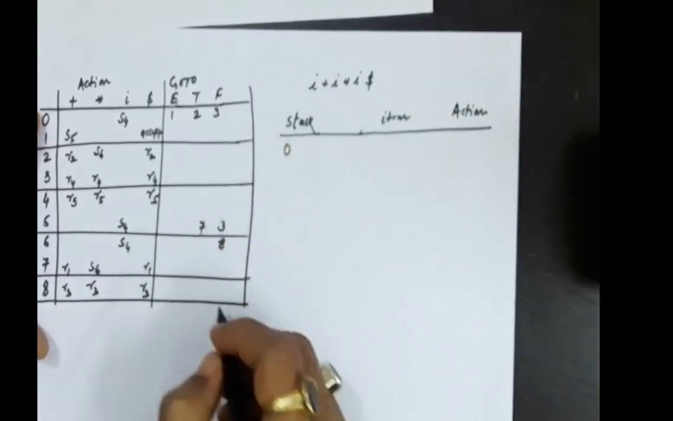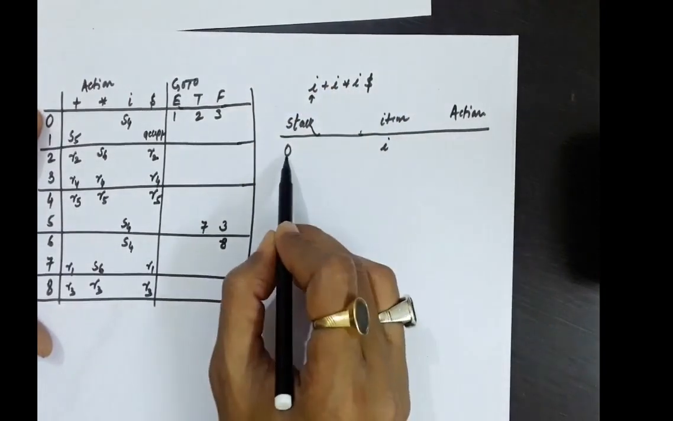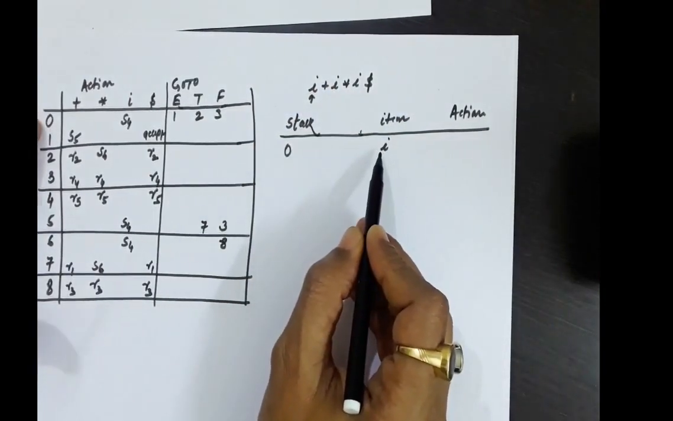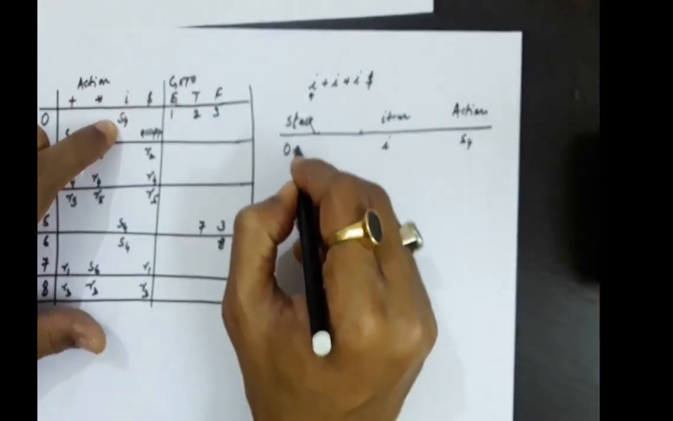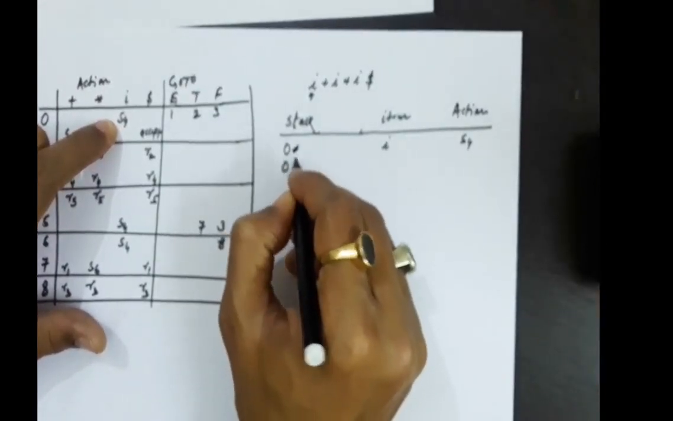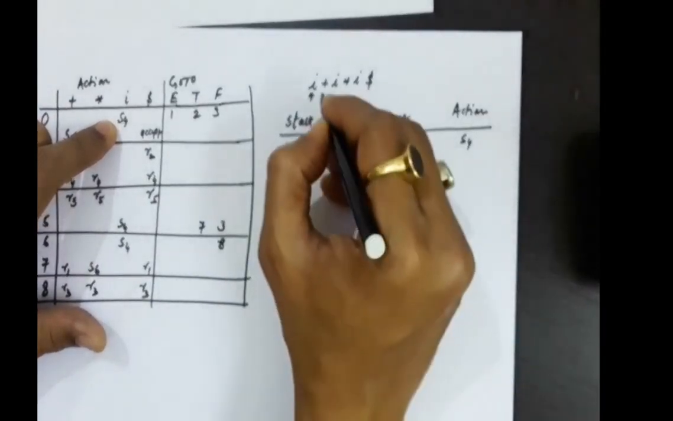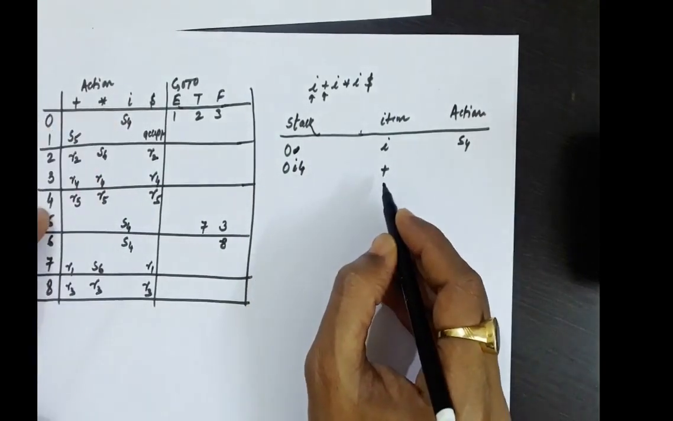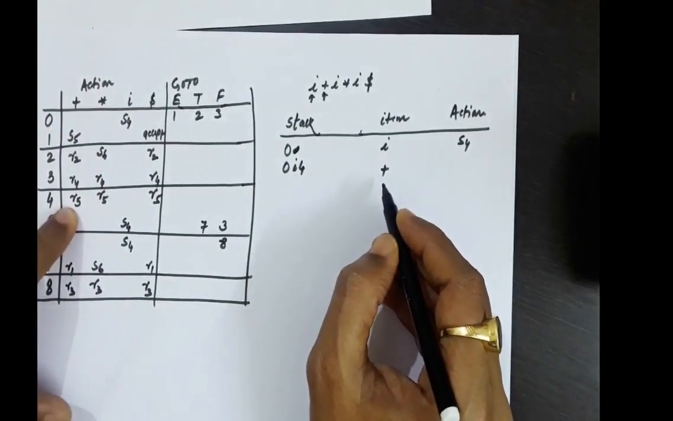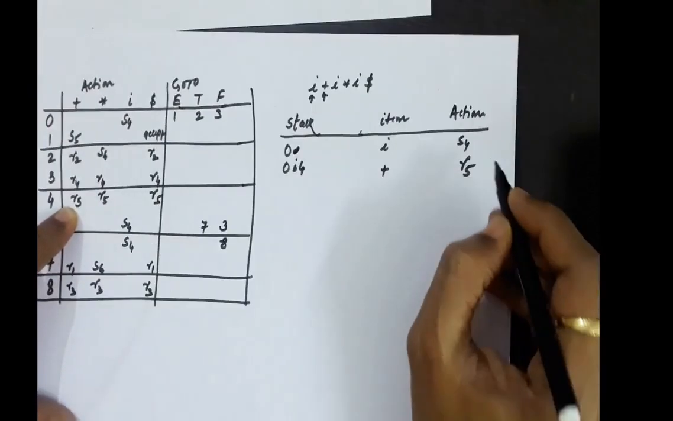So in the stack we have 0, and the current item is I. So on 0 with I, 0 with I is S4. So I will be shifted on the stack, and this is the fourth action. Next item is plus. So 4 and plus. 4 and plus is R5. So you have to reduce according to the production number 5.